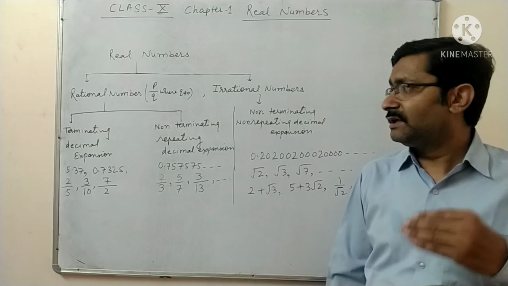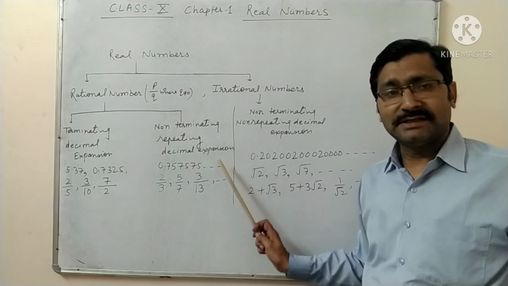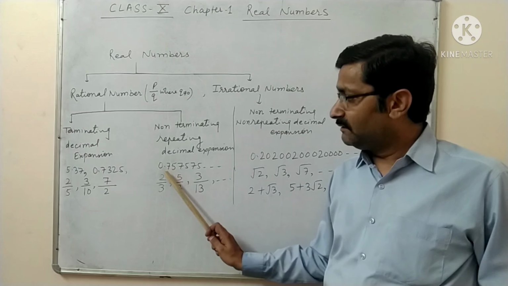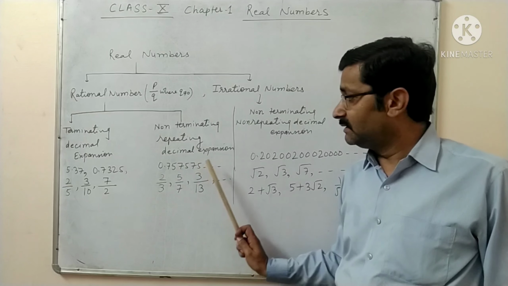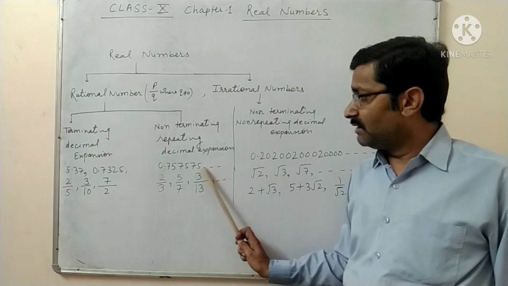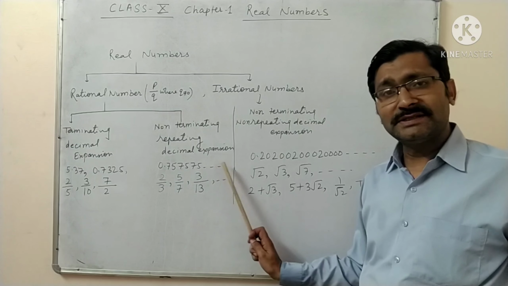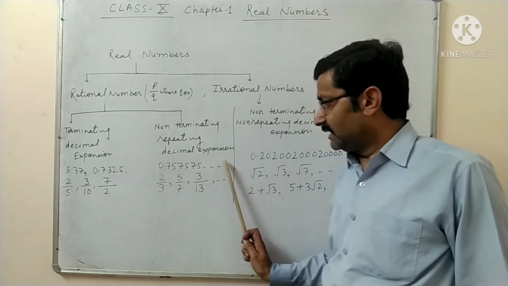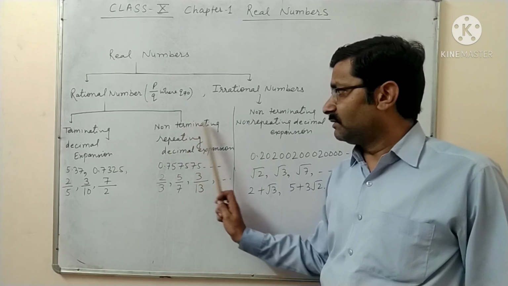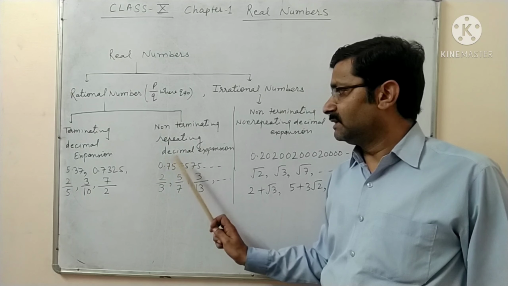Next is non-terminating repeating decimal expansion. In this format you have, for example, 75, 75, 75, which is repeated, and non-terminating means you have dot dot dot. Do you all understand? It means the decimal expansion will never end. So this type is called non-terminating repeating decimal.